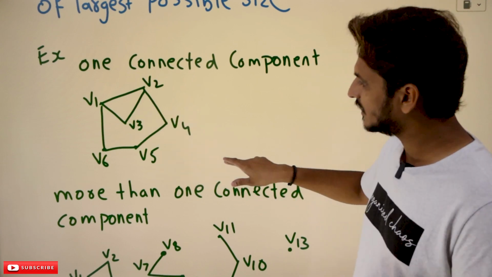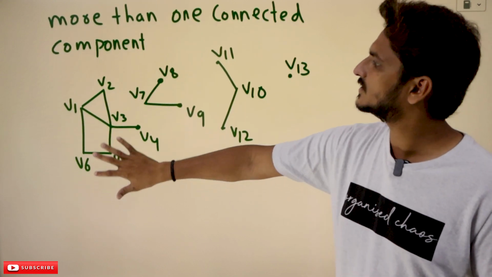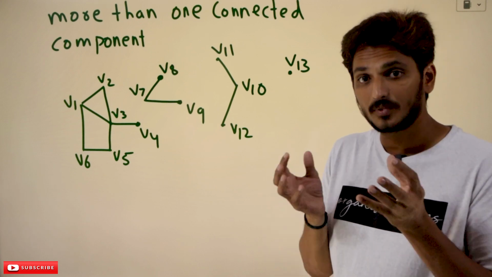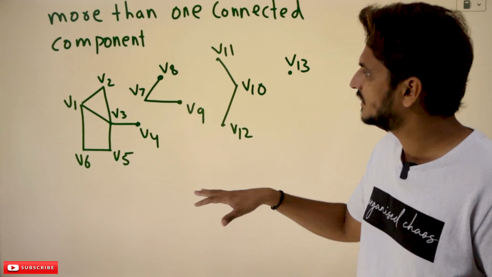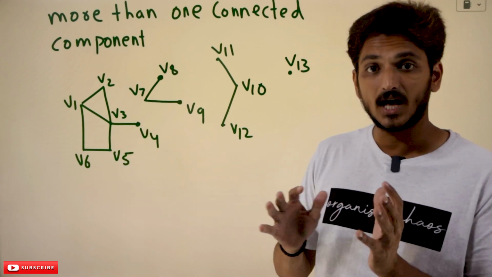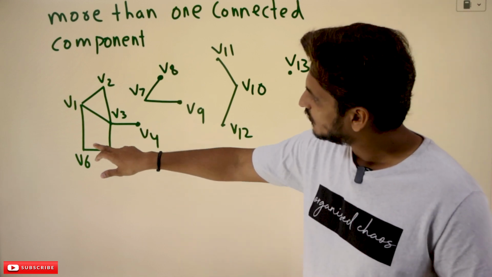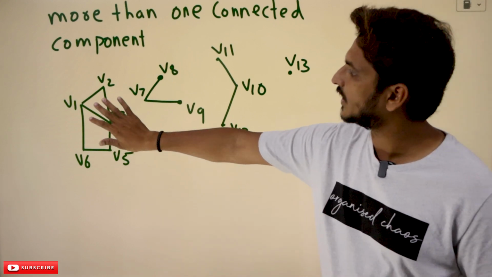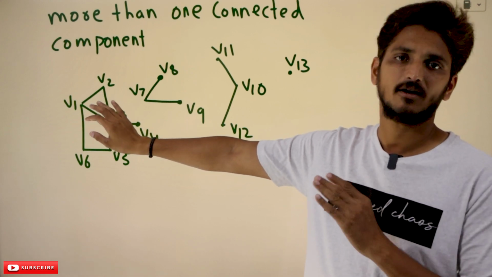In the next example, you will get clarity on what more than one connected component means. See, this is our entire graph. In this graph, select the largest possible connected subgraph. See here, V1, V2, V3, V4, V5, V6. This is the largest possible connected subgraph. All the vertices in this are connected. So this is one component. That is what a component of a graph means.